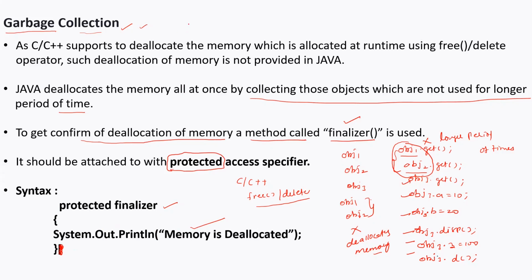The only thing is it is going to collect the objects which are not used for a longer period of time, and deallocate the memory for them. Generally, you allocate the memory for an object using the new keyword. Now deallocation can be done with the help of garbage collection, and you use a method for confirmation, that is finalize. This is all about garbage collection.